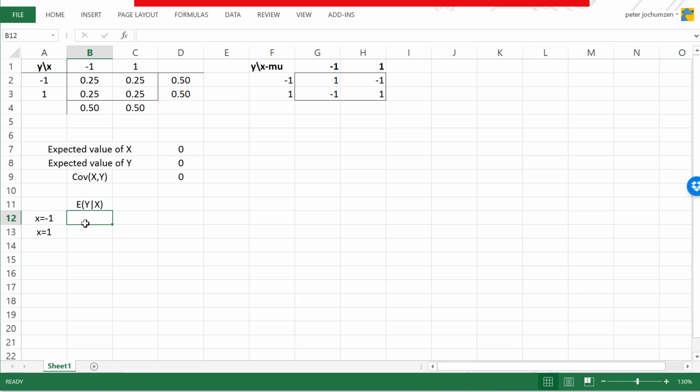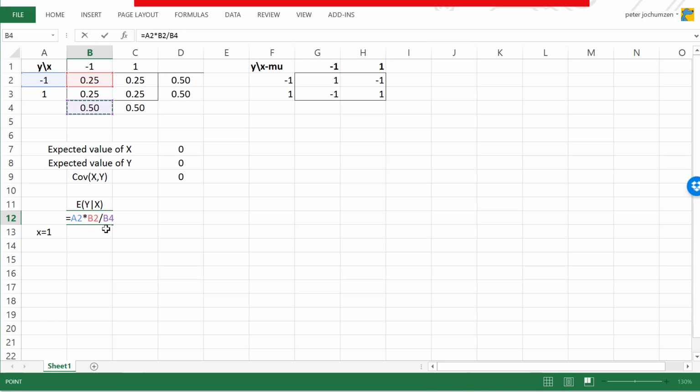So to find the expected value of y when x is equal to minus 1, I take the value that y takes, minus 1, multiply it by this probability, and divide by this probability. Notice that B2 over B4, 0.25 over 0.5, is 0.5. So what I am in effect doing is scaling up these two probabilities, 0.25 and 0.25, so that they will actually add up to 1.